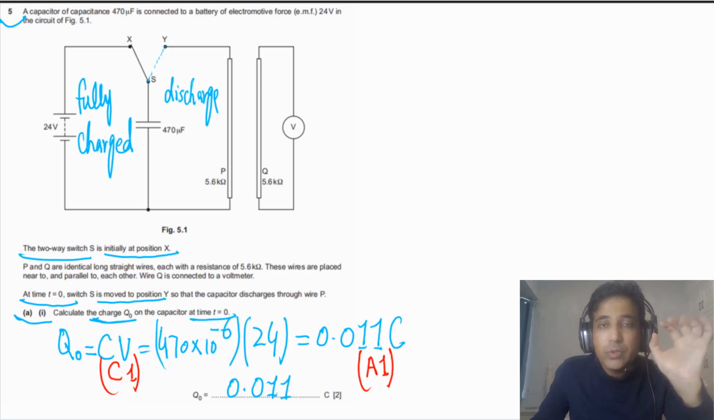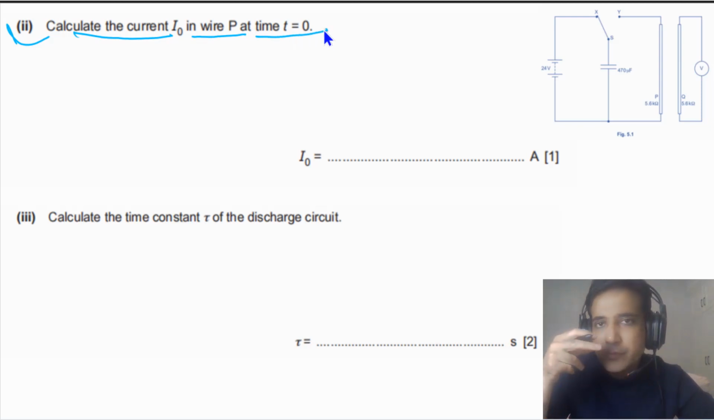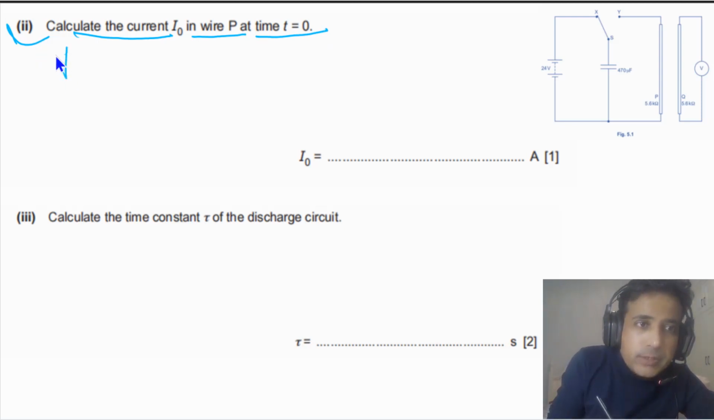stored on the capacitor. For the second part, we need to calculate the current I naught in wire P at time t equals 0. So we need to calculate the value of current, the maximum value. So the simple question is asking you to calculate I max. So how can we calculate I max?